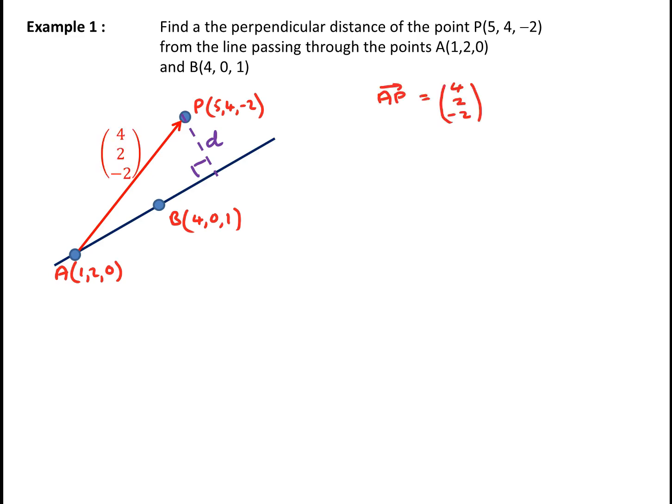Now in moving from A to P, I've gone from 1 to 5 in the x direction, so that's an x move of 4. From 2 to 4 in the y direction is a y move of 2. And we've gone from 0 to -2, which is a z move of -2.